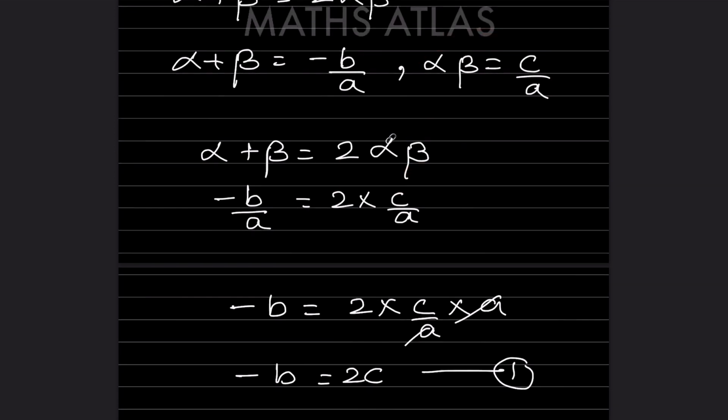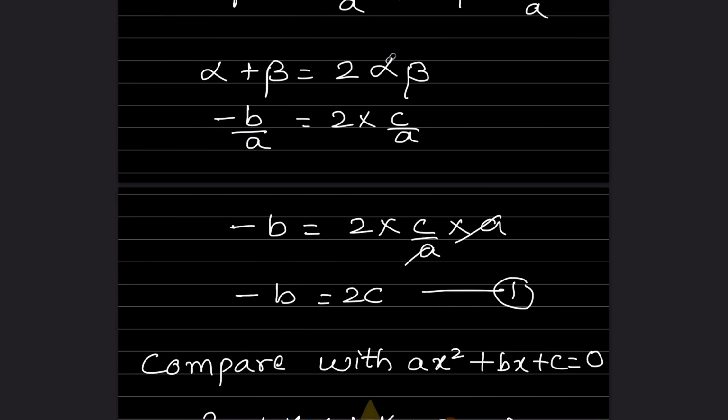So what do we get here? First, minus b. This a we will take to the right hand side, so it goes in the numerator. This all remains the same. So a and a get cancelled, and minus b is 2c. We can consider this as equation number 1.